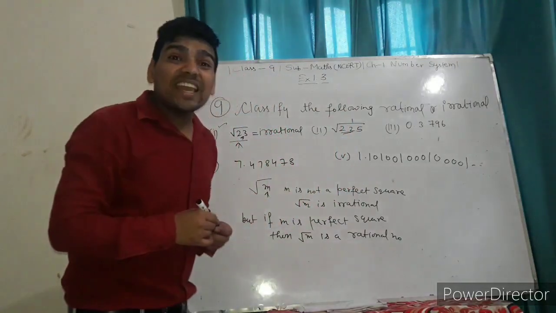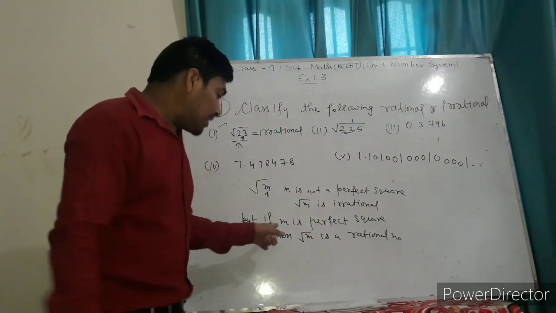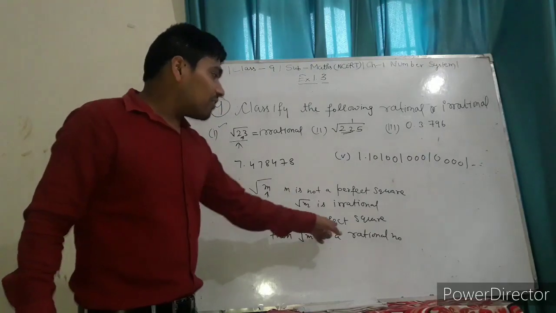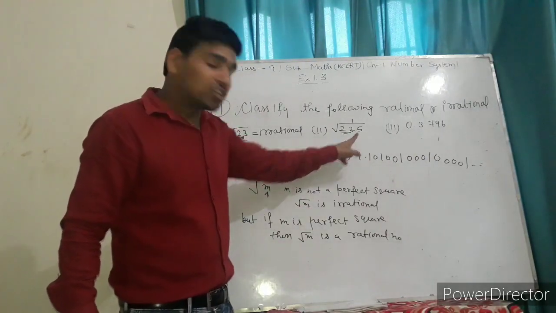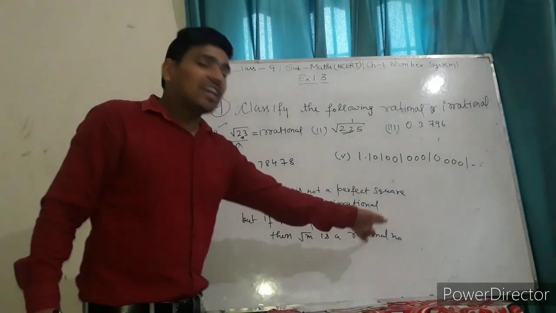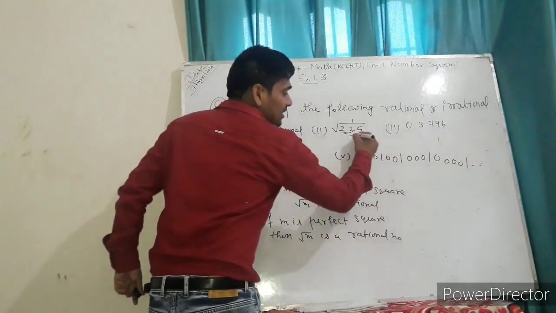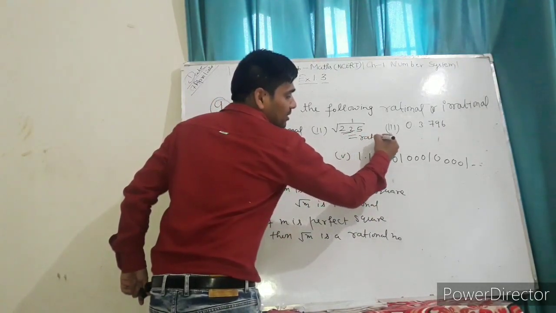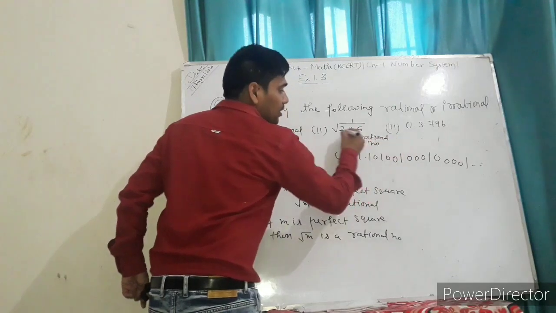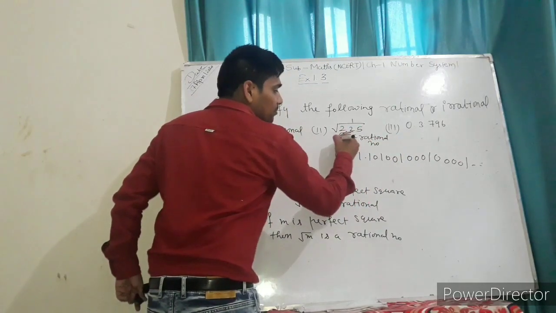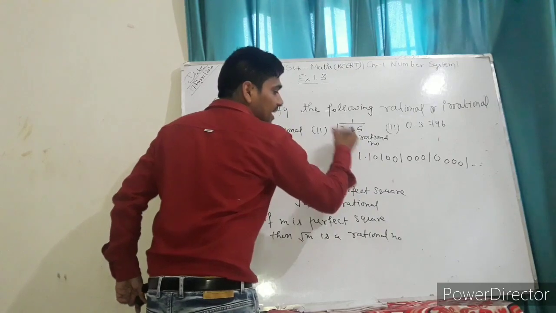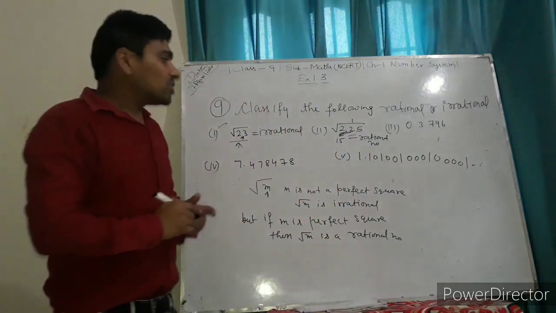Now you see here, 225 is a perfect square. Here m is a perfect square. 225 is a perfect square, so root 225 is a rational number. So this is a rational number, student. Now why is 225 a perfect square? Because its square root is a natural number, which is 15.